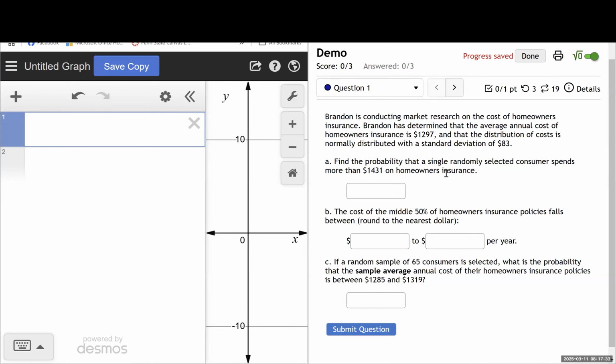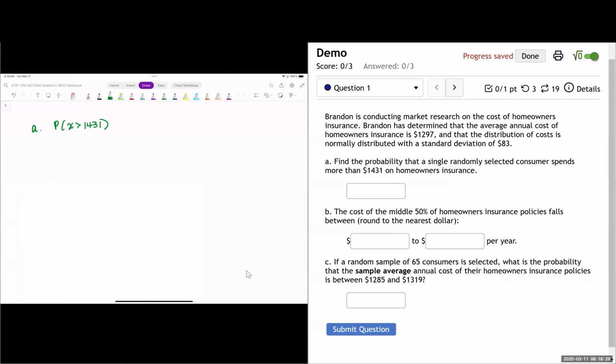In part A, we're asked to find the probability that a single randomly selected consumer spends more than $1,431 on homeowners insurance. So here we're asked the probability that X is greater than $1,431, and that is a probability related to the underlying X distribution. So we're looking for this area to the right of the distribution value 1431.